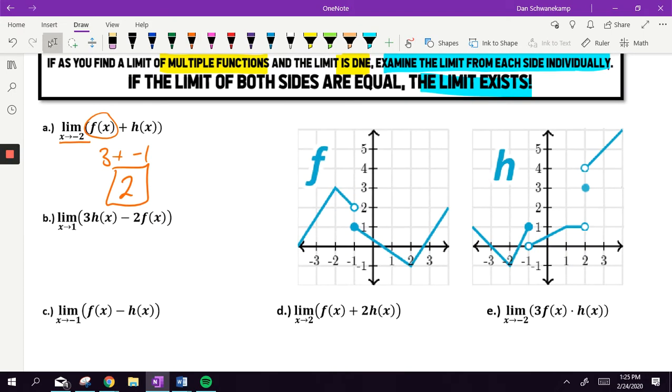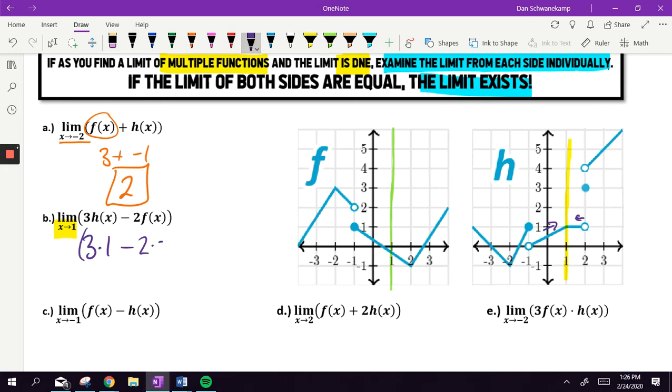Here we go. We're finding the limit as x approaches 1. So if I'm finding the limit as x approaches 1 of h of x, Jacob, what's the limit as x approaches 1 of h of x? 1, because as he approaches both from the left and the right-hand side here, it's 1. So it's 3 times 1 minus 2 times the limit as we approach f of x. So if we do f of x right here, what value is that going to get for us here, Mason?